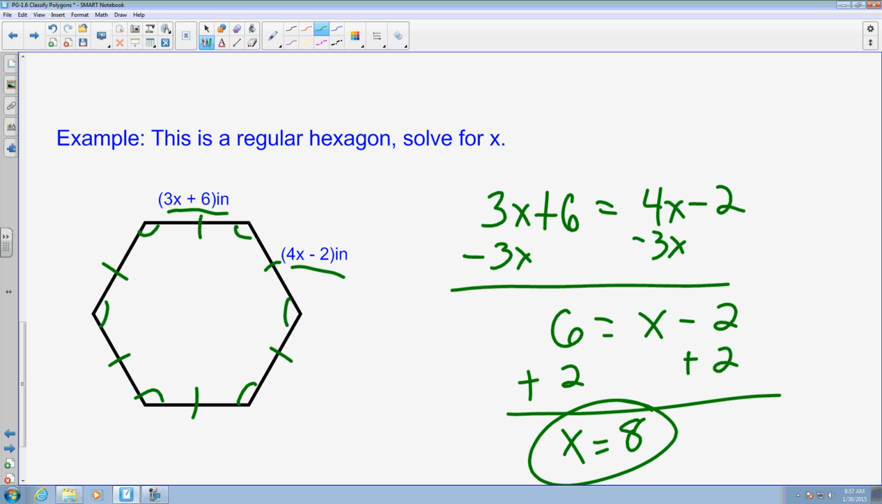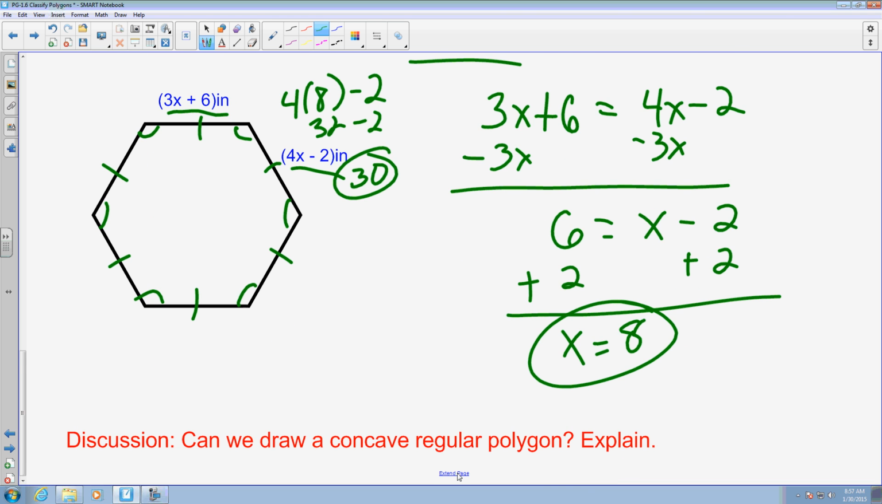And they were looking for x, so I solved the problem. If they wanted to know what the sides were, you can just plug it in. So you can take 4 times 8, subtract 2, 32 minus 2, which gives you 30. And you would get 30 from each one of the sides.